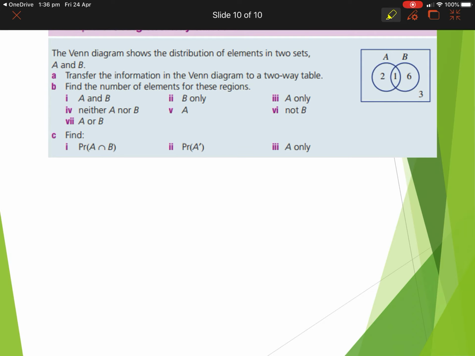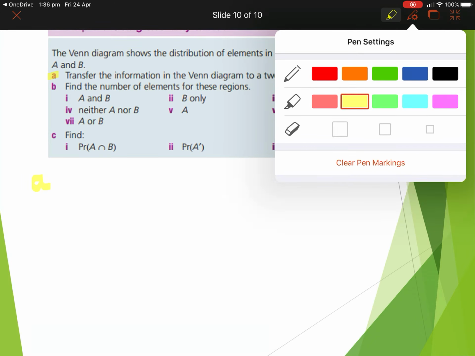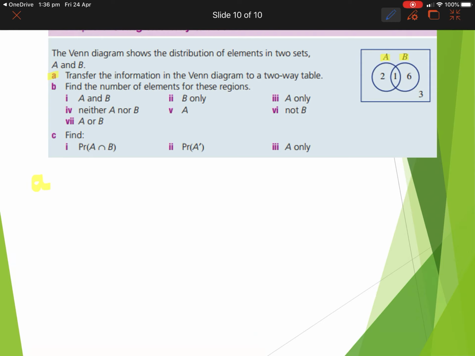So this one, we've got a... okay, so the Venn diagram shows elements A and B. Okay, transfer the information, so we're doing A, from the Venn diagram to a two-way table. Okay, so mine's going to be a bit not neat because I don't have a ruler. So we're going to go like the other one was, A, not A, B, not B.